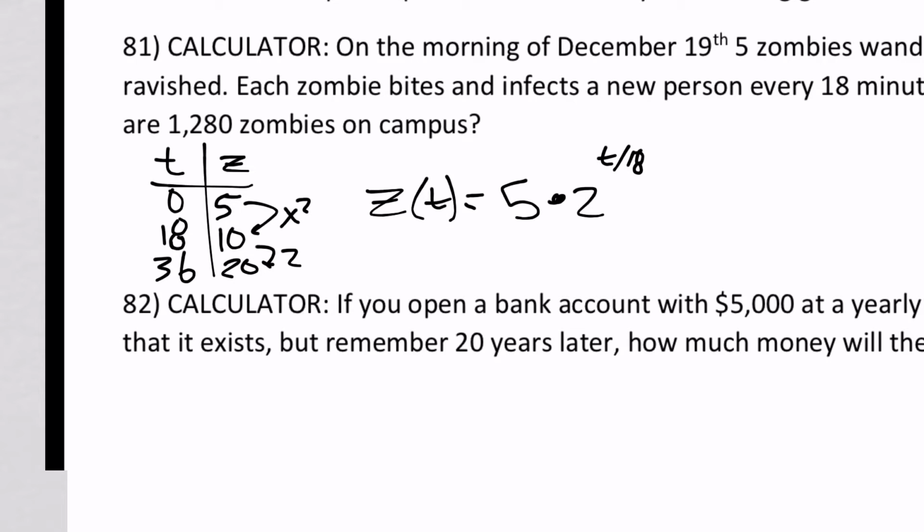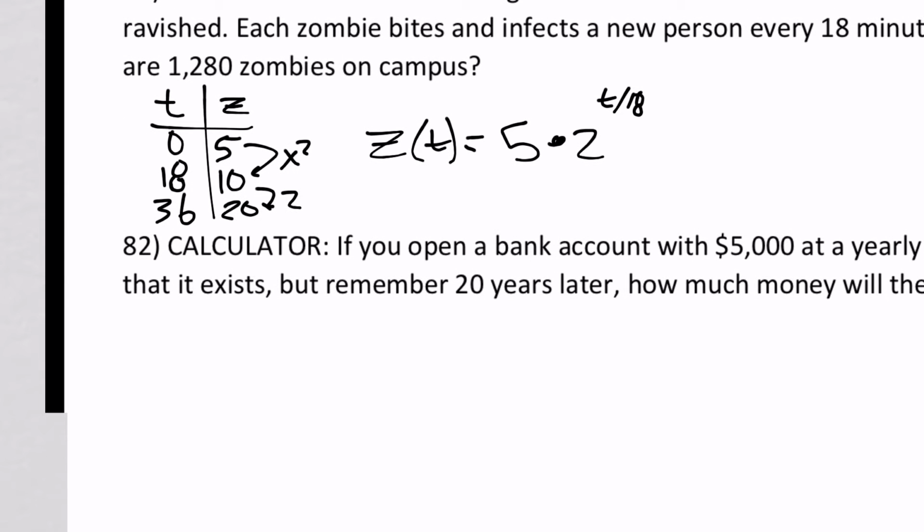If t were 18, that exponent would become 18 over 18. Thus, we are getting 1 as the exponent. And so we're taking 5 and multiplying it by 2 once to get 10. If time is 36, then 36 over 18 is 2, so our exponent is now 2, and so now we have 2 doublings. 5 times 2 is 10, times 2 is 20, etc.